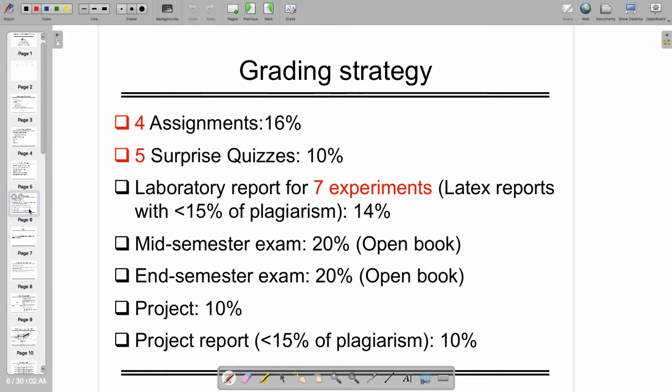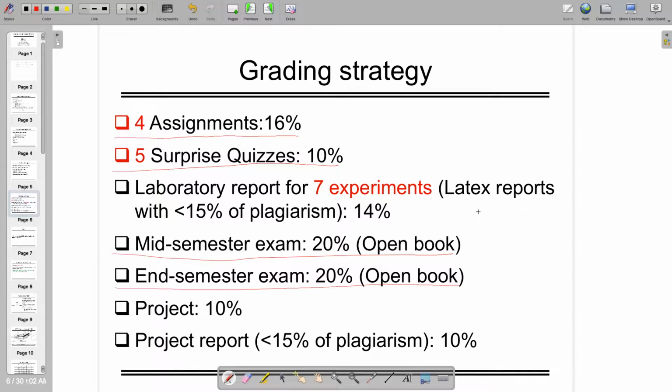Before going to this, let's look at this. As we have decided, we will have 4 assignments. Each one of them will have the weightage of 4 marks, and 5 surprise quizzes. And other than that, 2 exams, a midterm and an end exam, something like quiz 1, quiz 2. So this is about lectures, and now about the laboratory.